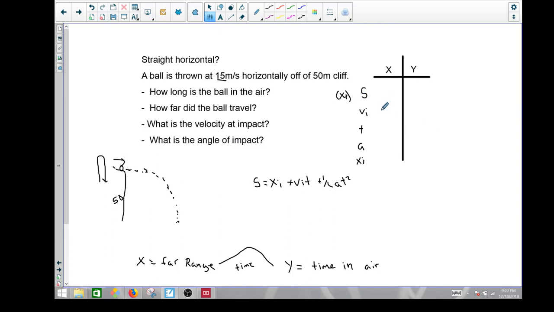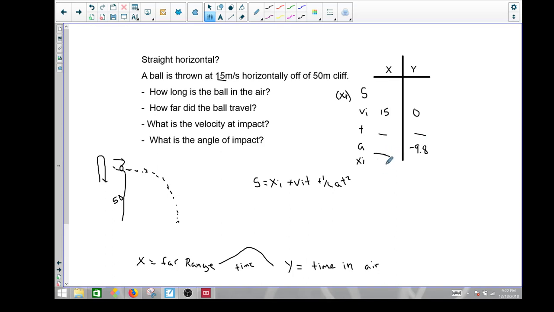Initial velocity, 15, horizontally. Initial velocity of y, 0. That's very important. It's not going down at all. Time, again, depends on the problem. What's the time is the various times across the entire pathway. Acceleration. All right, so the acceleration of gravity only works in the y direction. This is negative 9.8. What's the acceleration in the x direction?